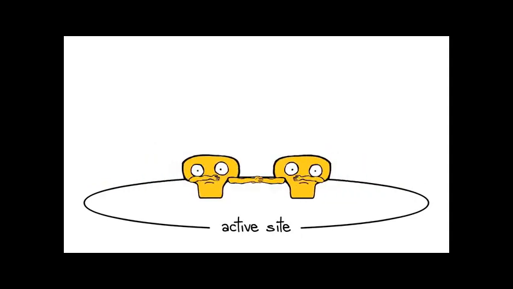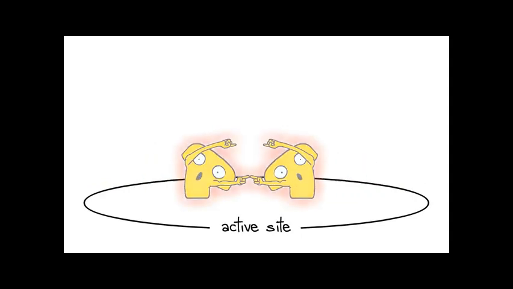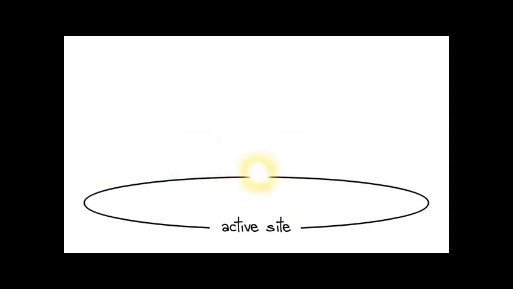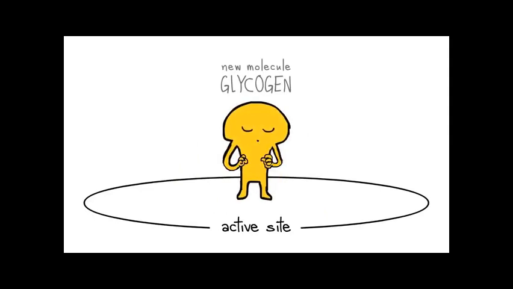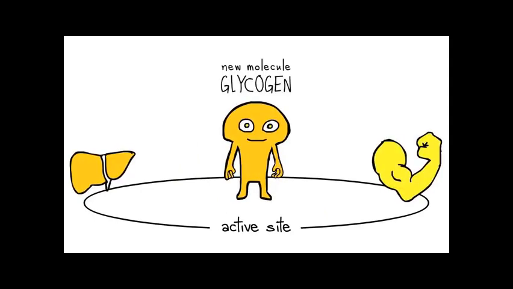Glucose is used up as energy, but when there's too much of it, special enzymes combine the glucose molecules together to form a giant molecule called glycogen, which is then stored away in the liver and muscles for later use.